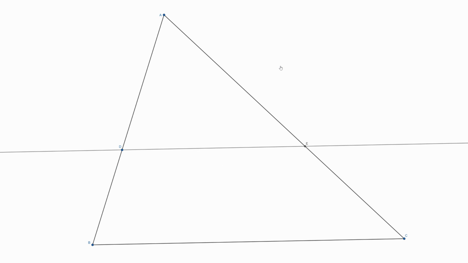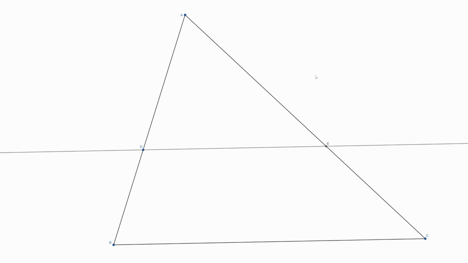First thing, let me enlarge this triangle. And here is triangle ADE. Now I need to choose the base and the height of this triangle. Here it is. In triangle ADE, AD is my base and EF is my height.